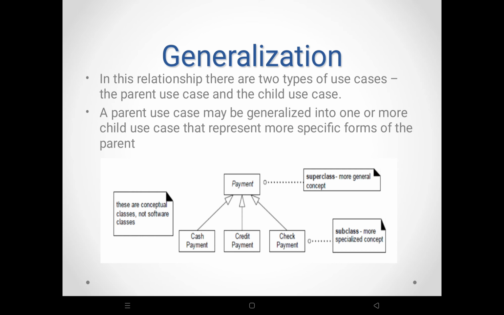The third relationship is the generalization relationship. In this relationship there are two types of use cases. One is the parent use case, another is the child use case. In this example, payment is the parent use case. Cash payment is a child use case, credit payment is a child use case, check payment is a child use case. Usually the parent use case is the more generalized concept, and the child use case is the more specialized concept. So payment is the more general concept, while cash payment, credit payment, and check payment are the more specialized concepts.